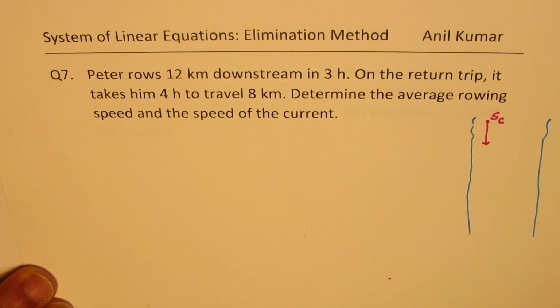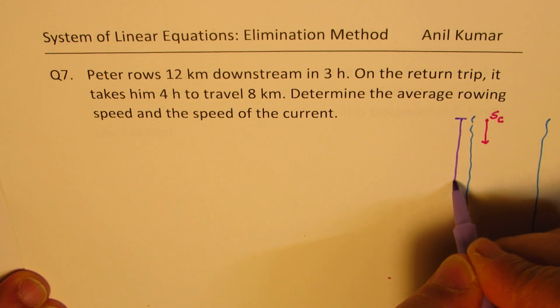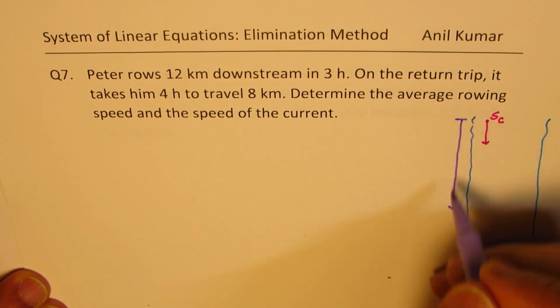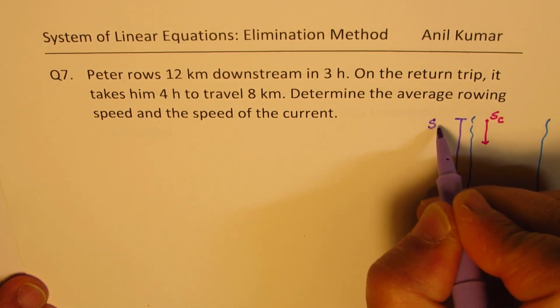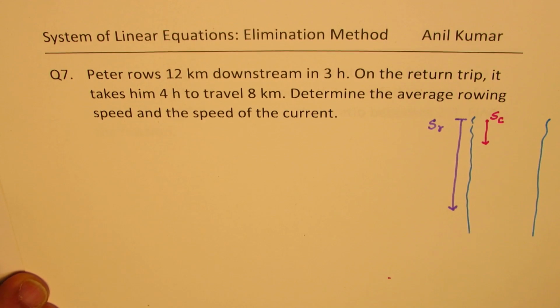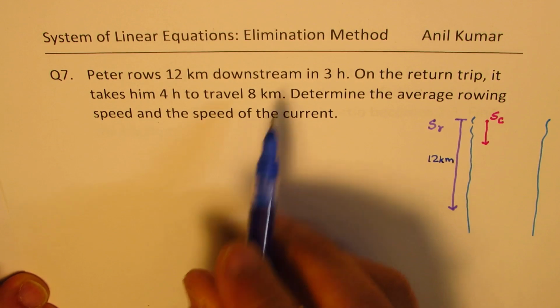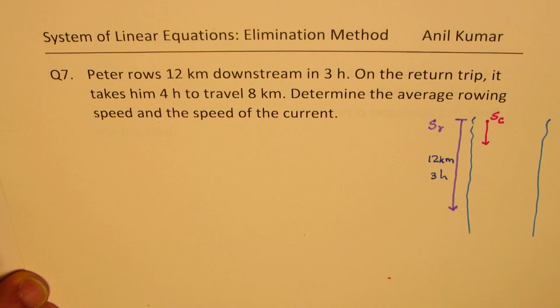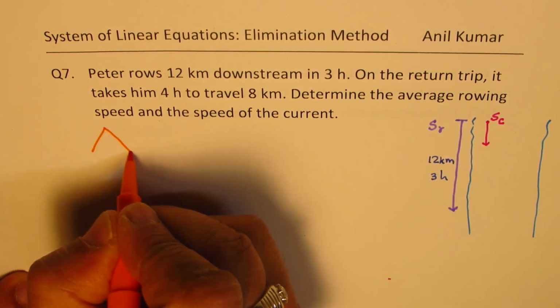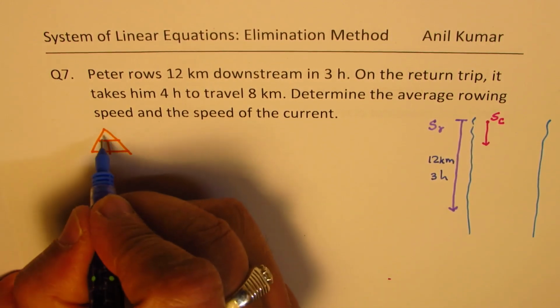Now we have two scenarios. One of the scenarios is going down 12 kilometers, right? So during this time, let's say the rowing speed is constant, we say rowing speed is SR. Now, this is a distance of 12 kilometers and time is 3 hours. So that gives you the equation which we are looking for, distance, speed, and time, right? So we are always looking into this triangle to relate distance, speed, and time.